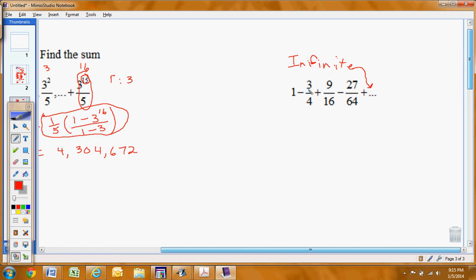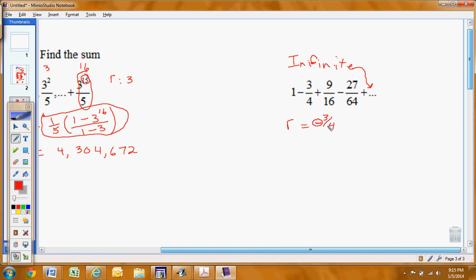So how did I get from 1 to 3/4? If I multiplied by something, I multiplied by 3/4. And then to get from 3/4 to -9/16, I must have multiplied by -3/4 again. And look, it works again. If I multiply by -3/4 again, I'll end up with -27 over 64. So I know that r is -3/4, because that is the number that I'm multiplying by each time. And again, r will be negative if the terms alternate from positive and negative. So r is negative 3/4.